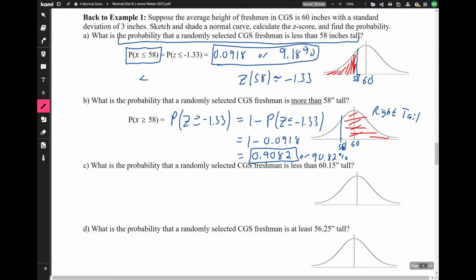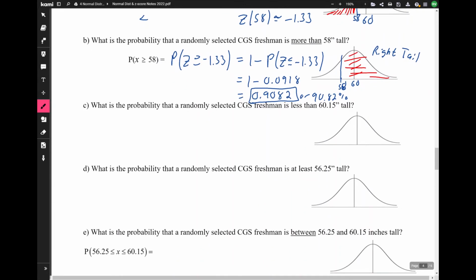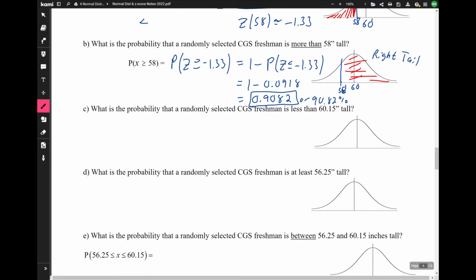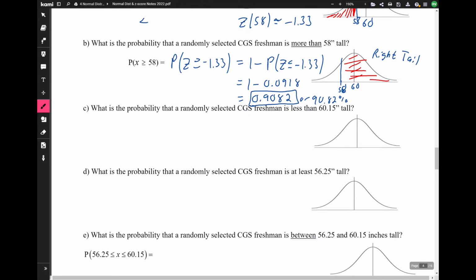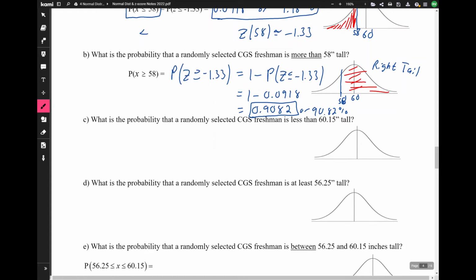Okay, so that's how you deal with right tails. All right, let's do one more. What's the probability the randomly selected CGS freshman is less than 60.15 inches tall? All right, I want you to do this one on your own. Keep in mind we've already found the z-score for this one. Okay?